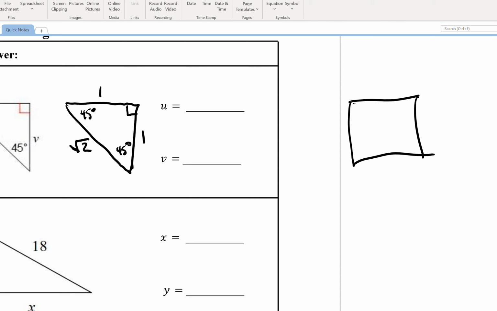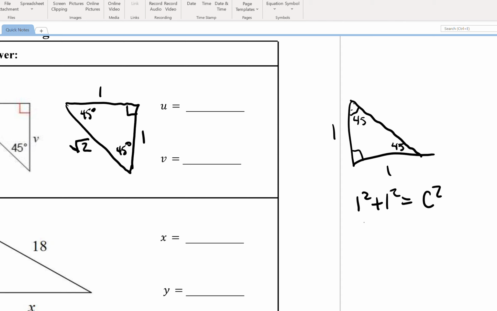Recall that if we had a square, each of the angles is 90 degrees, but half of that would be 45. And so we have a 45 and a 45 here. And since it was a square, all of the sides were the same. So let's just say each one is 1. But using the Pythagorean theorem, I can say 1 squared plus 1 squared equals c squared. This is 1 plus 1. This is 2. All of that's equal to c squared. Therefore, c is equal to the square root of 2. So over here, this is the square root of 2.